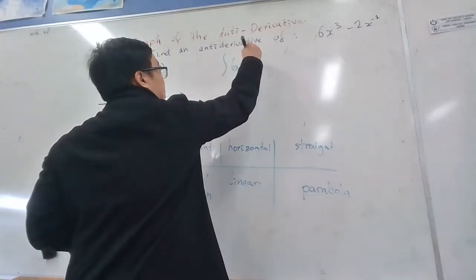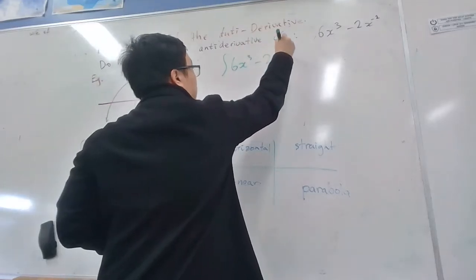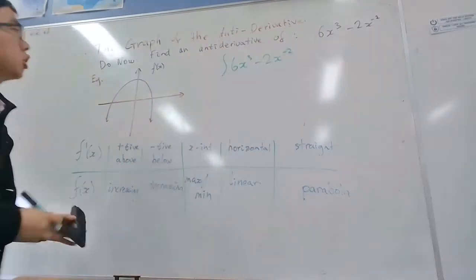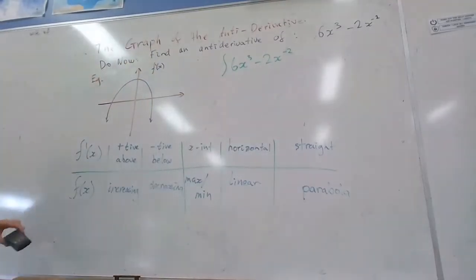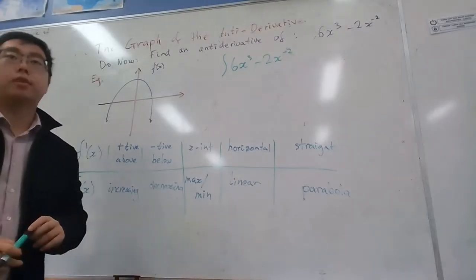You'll notice that, of course, we're writing antiderivative. I'm going to write this. And you'll even notice, let's leave that for now. But we have the integral of 6x cubed minus 2x to the power of negative 2.